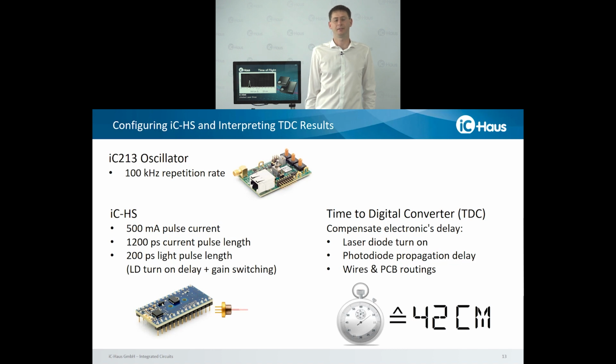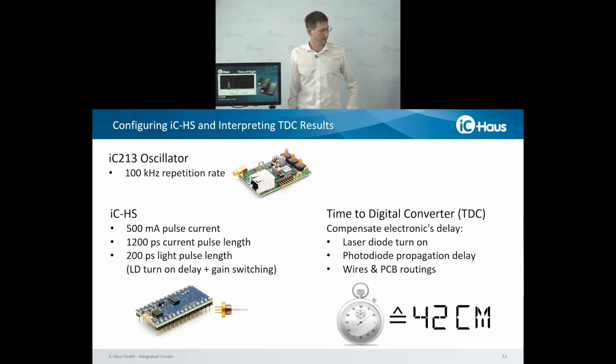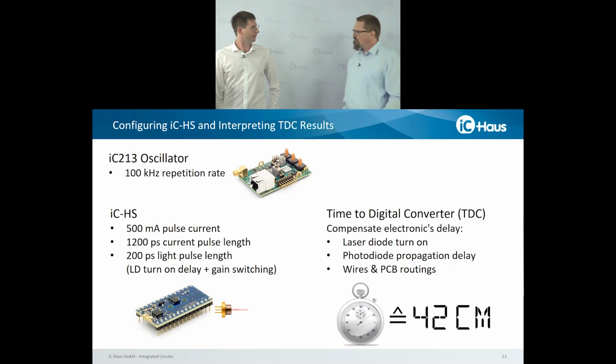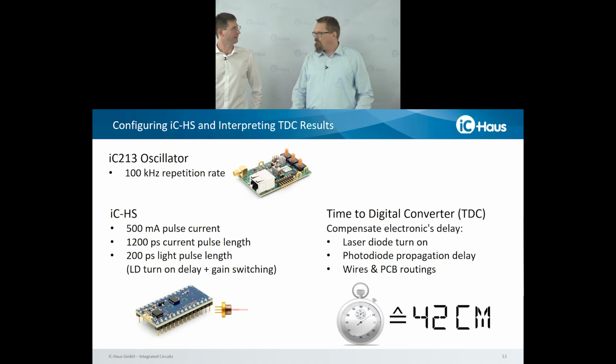And the third thing that we have to subtract from the reading from the time to digital converter are, of course, the wire length and the routings on the circuit boards. But for this, it's very handy to use the iC-HS sync delay, where you can just calibrate it. So this was my part of the demonstration. Let's go and give it back to Uwe. I hope I sparked your interest in this.